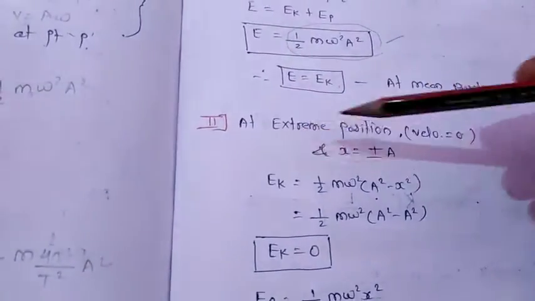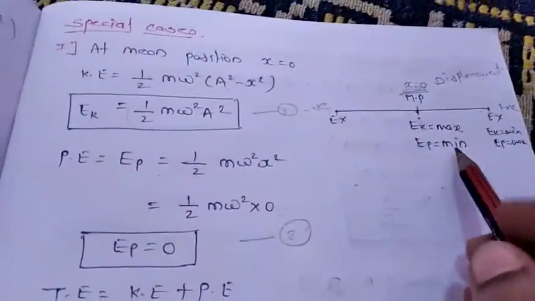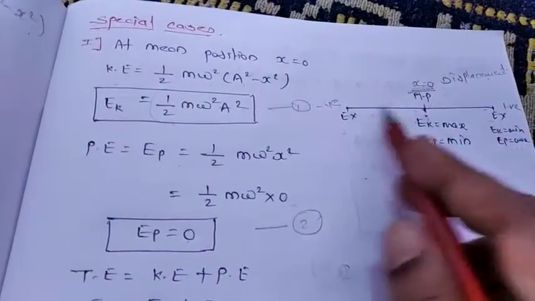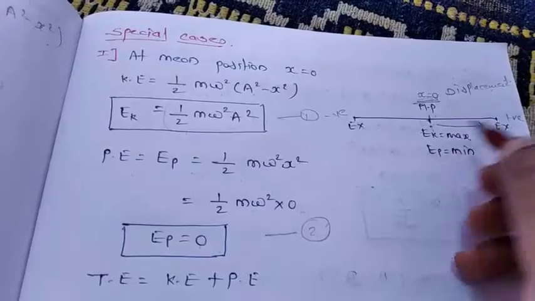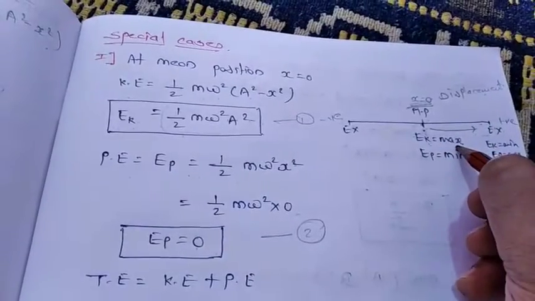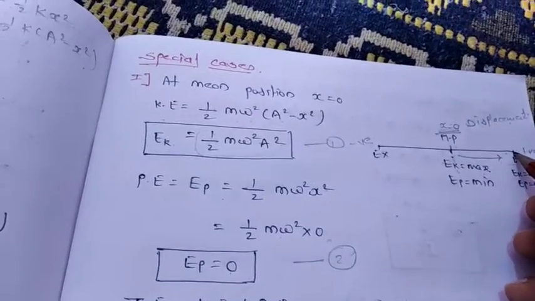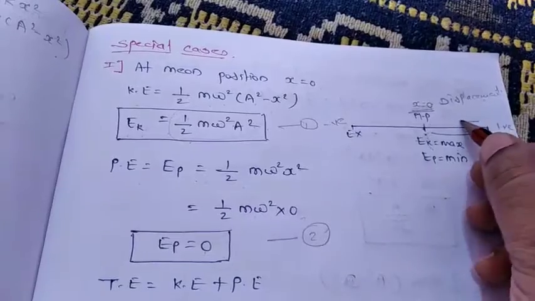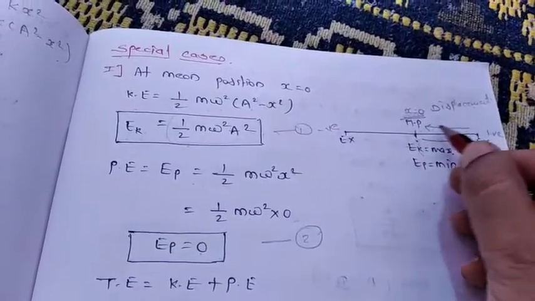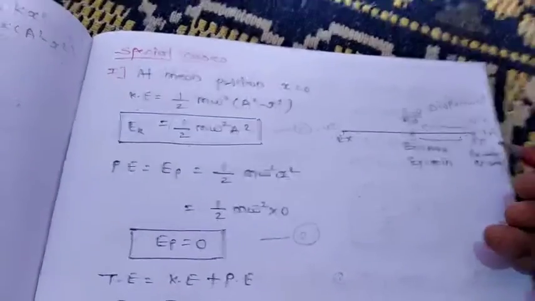So next is the second case, at the extreme position. Here again the same diagram, mean position, extreme position. Here the particle starts from this position. So kinetic energy is maximum here, potential energy is minimum. When it reaches the extreme position, the particle comes back to the mean position because of the restoring force, and here the velocity becomes equal to 0.